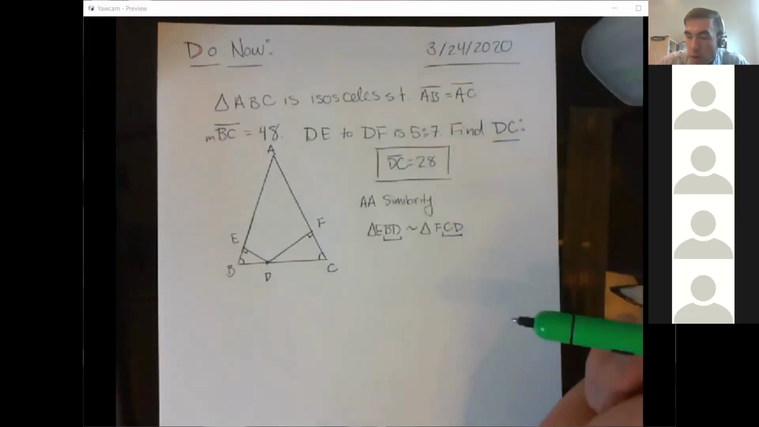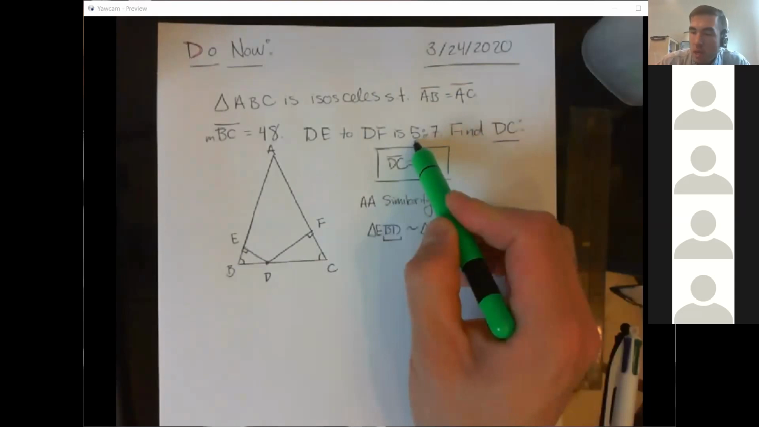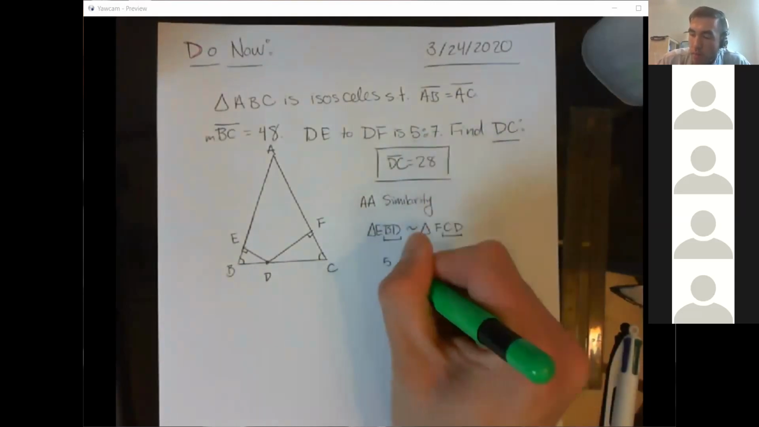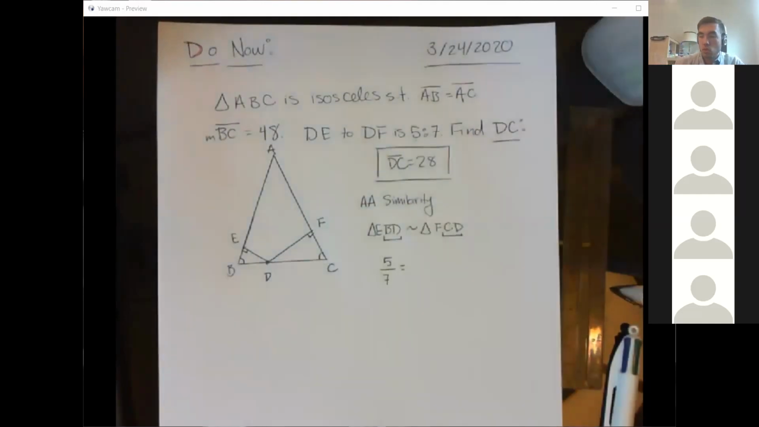So let's go ahead and start off by writing a ratio with the given information, 5 to 7. So this is telling me that the length from the short triangle, when divided by the length of the big triangle, would have to give me a ratio of 5 to 7. So what ratio will this be on the right-hand side?